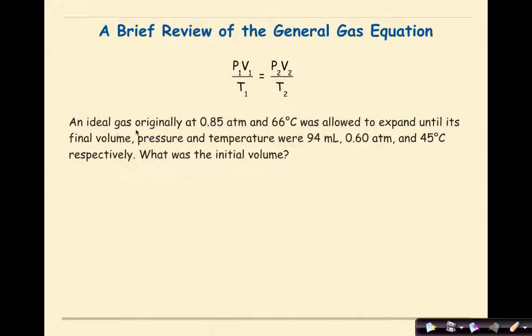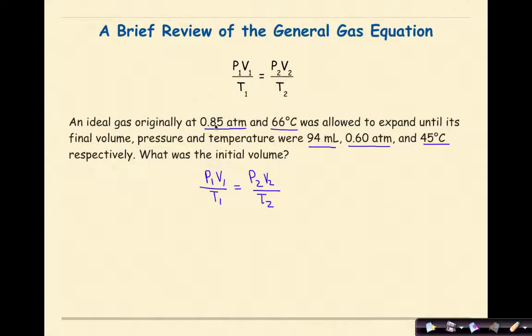Let's look at another example. An ideal gas, originally at 0.85 atmospheres and 66 degrees Celsius, was allowed to expand until its final volume, pressure, and temperature were 94 milliliters, 0.6 atmospheres, and 45 degrees Celsius, respectively. What was the initial volume? So we're going to write P1V1 over T1 is equal to P2V2 over T2.